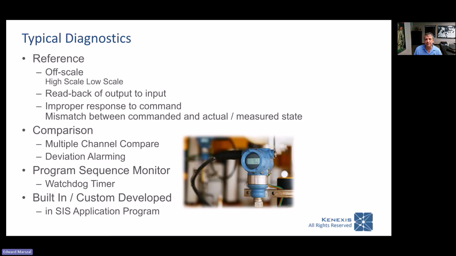You might get an improper response to a command. So you can pulse a signal in, watch the signal come out, and if it doesn't match what you expected, then there's going to be some sort of failure. So those are reference diagnostics where we're comparing the signal we have to a reference. Then there's comparison diagnostics, where you have multiple channels and you're comparing their signals.